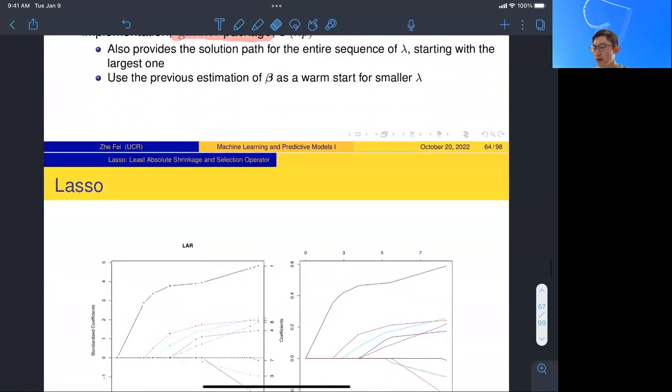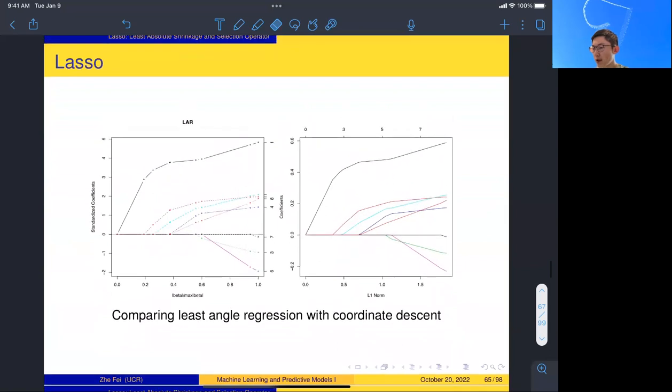Okay, so here is the illustration of the lasso solution path. The key here is that each line corresponds to one predictor X, as indicated here. So this one essentially is the solution path for X1, this first line.